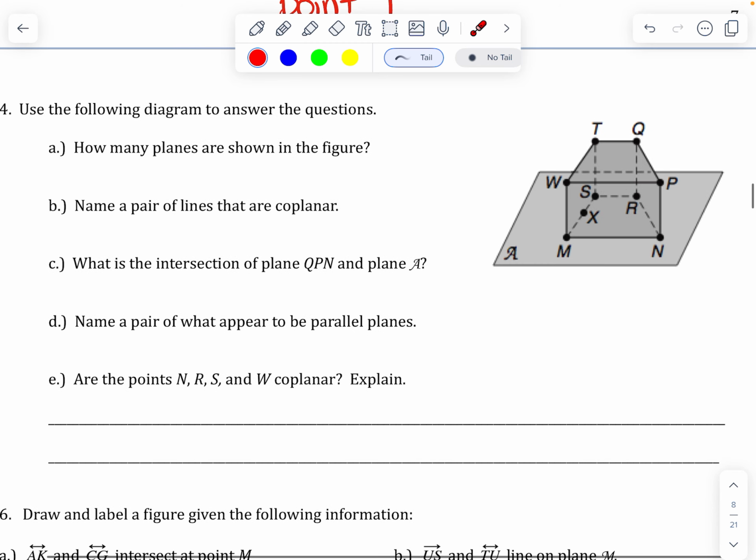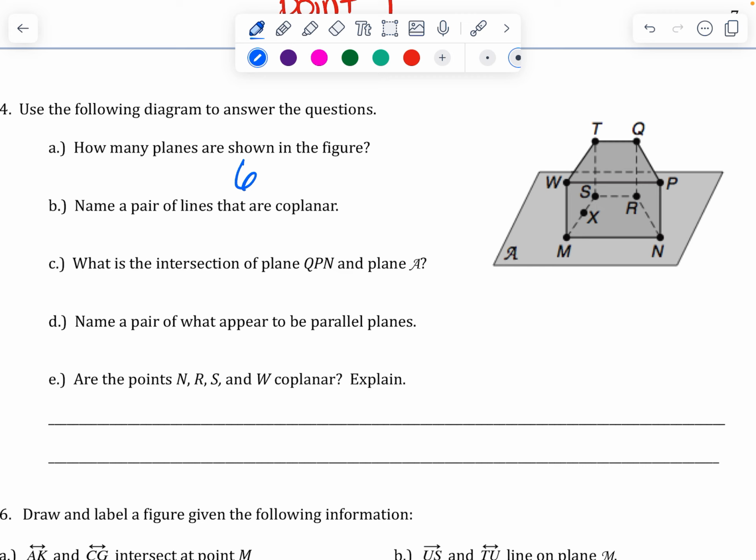How many planes are shown in the figure? So take a look at that figure for a second. We'll see how many planes we can recognize. And I think there are, let's count them. So we got the bottom one, we had 2, 3, 4, 5, and 6. So there are 6 planes in that picture.